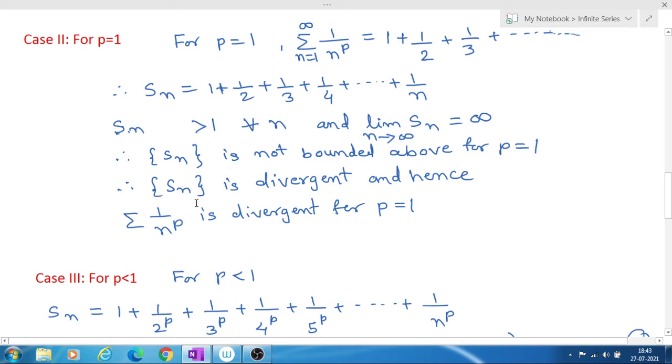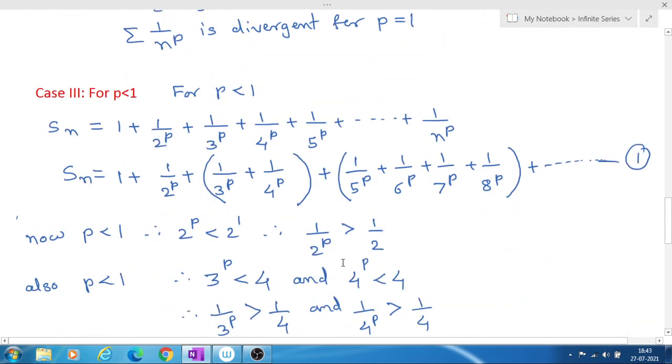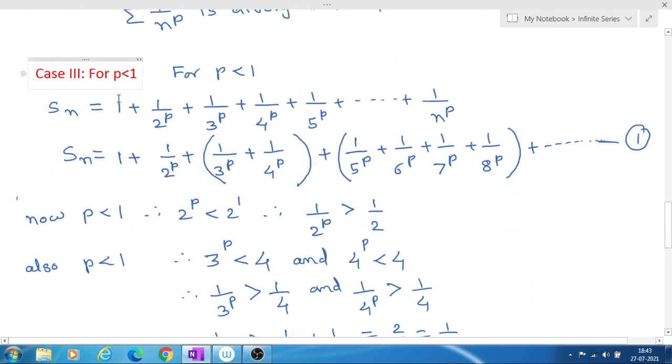Therefore the sequence Sn is divergent, and since the sequence Sn is divergent, our series 1 upon n raised to p is also divergent for p is equal to 1. So let us see now case 3, that is when p is less than 1.